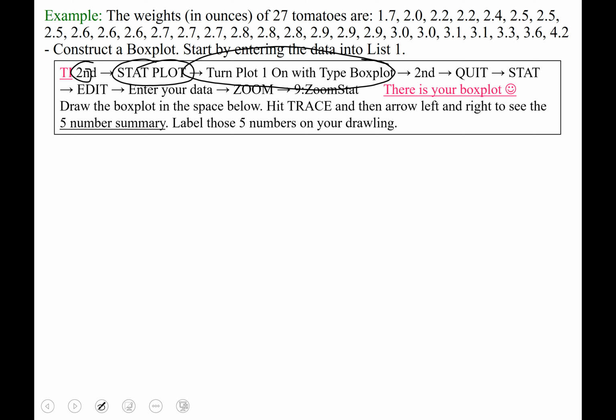This is the way I used to do it. You don't have to do second, quit, stat, edit, enter your data, because we already did that. We did that at the very beginning. All you have to do now is jump to zoom, and then the number 9, okay? So let's do that together. All you have to do is go to the top center of your calculator where it says zoom. Now you can scroll down to the 9th program, or you can just hit the number 9. The program is called Zoom Stat, so just hit the 9.